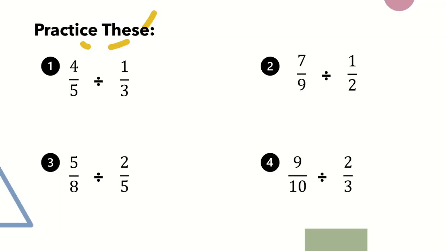Okay, so let's look at these practice problems together. One quick thing that we need to remember is keep, change, flip, or reciprocal. Now, let's go ahead and jump straight into it. Keep 4 over 5, change, and then the reciprocal of 1 over 3 is 3 over 1. Next, I will just multiply straight across.